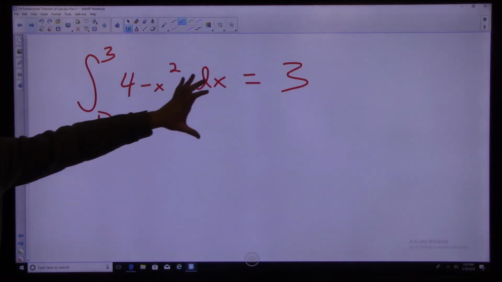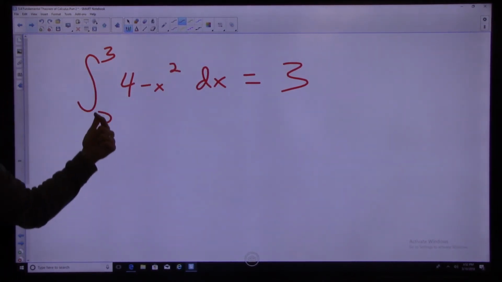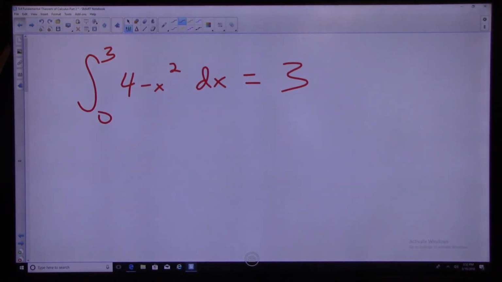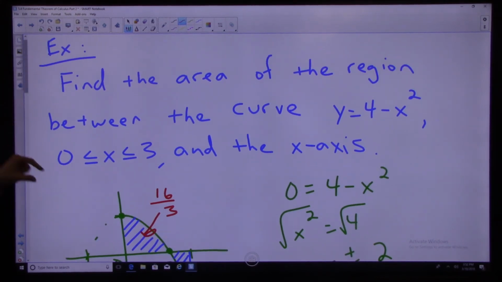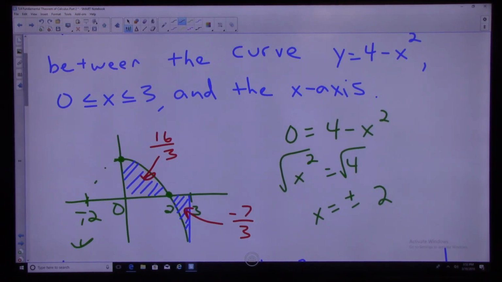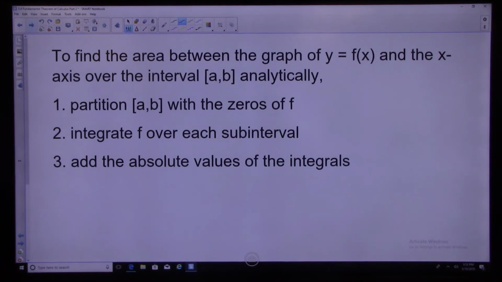So again, I want you to recognize the difference. If our question would have told us to evaluate this, the answer would have been 3. But since the question worded it like this, find the area of the region between the curve and the x-axis, we have to do that process. So let's write down that process. This will be the last thing. Here we go. Got it for you right here.